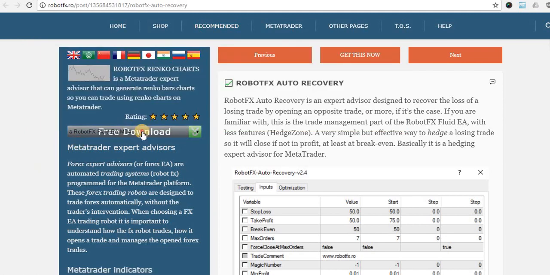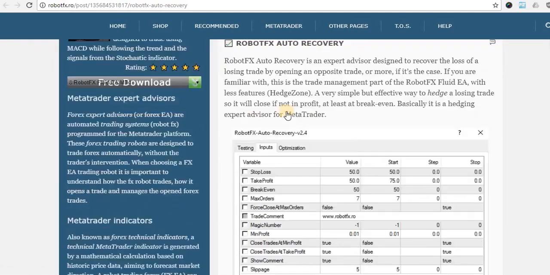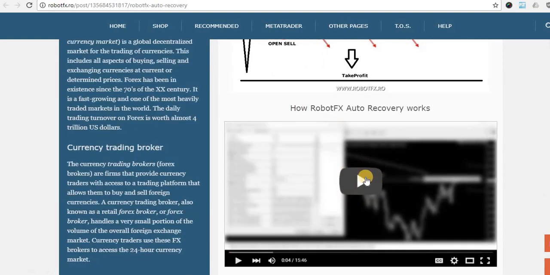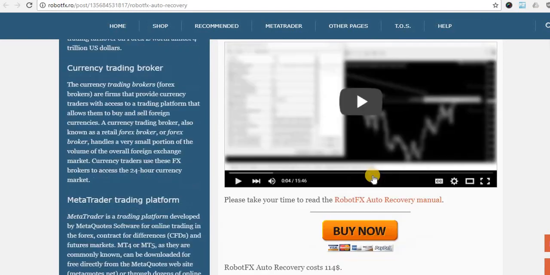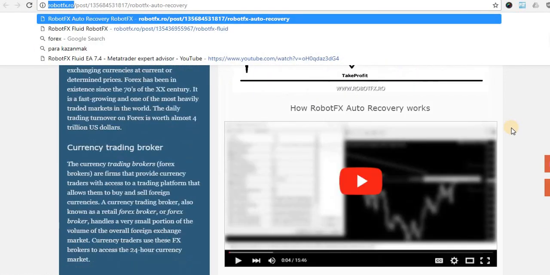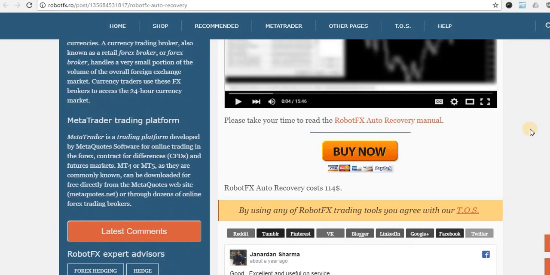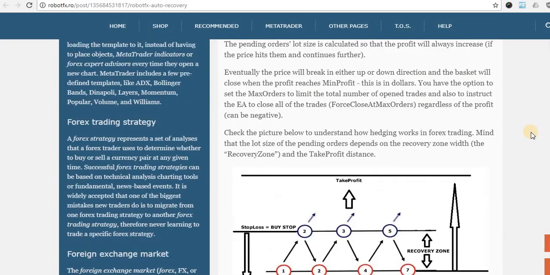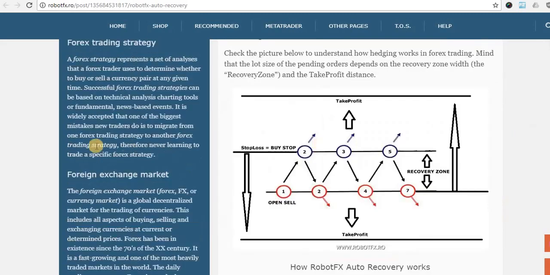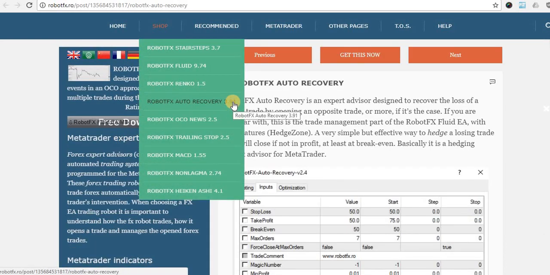And again, before deciding to acquire this expert advisor, do take your time to read the instructions on the website, and very important, watch the videos, and always visit robotfx.ro to see the latest video. As at the time you are watching this video, maybe it's already outdated, and maybe there is a version 100 of this expert advisor, and this video will be obsolete. Right now, we are talking about Auto Recovery 3.91.